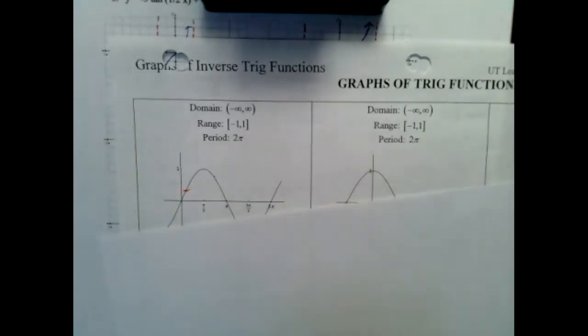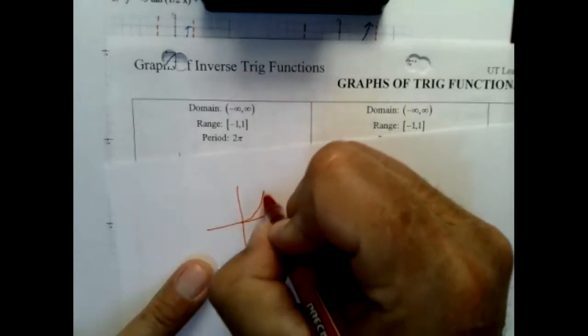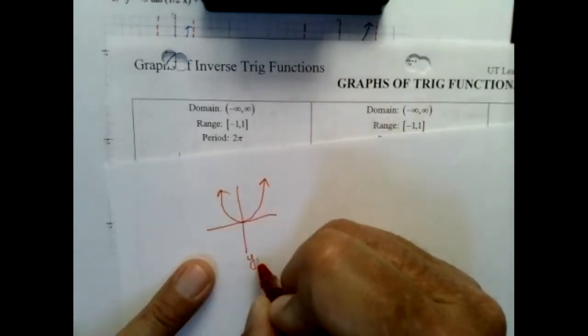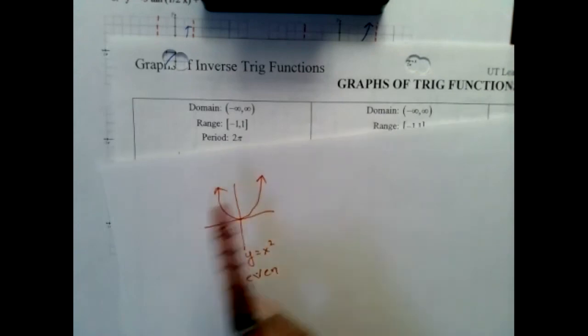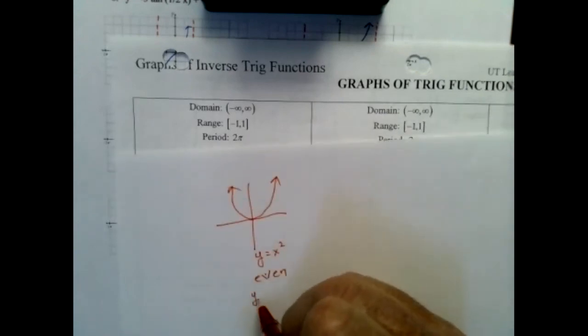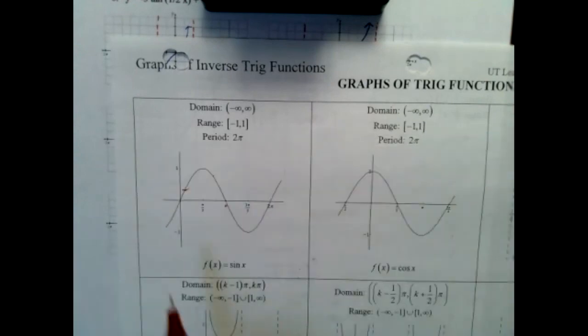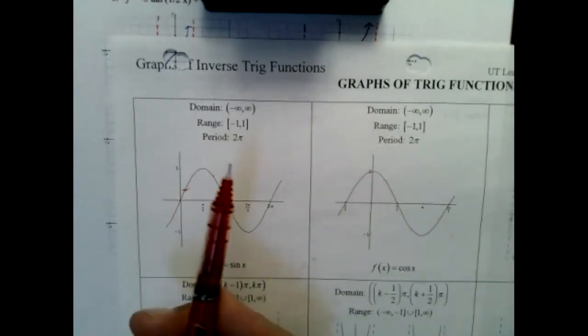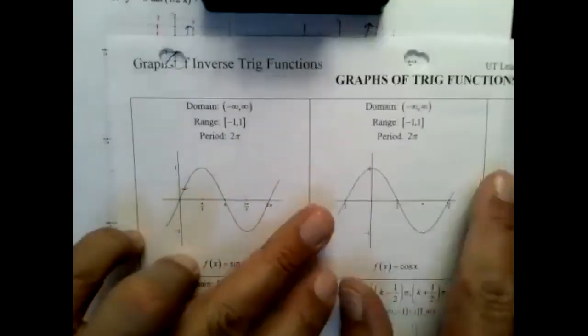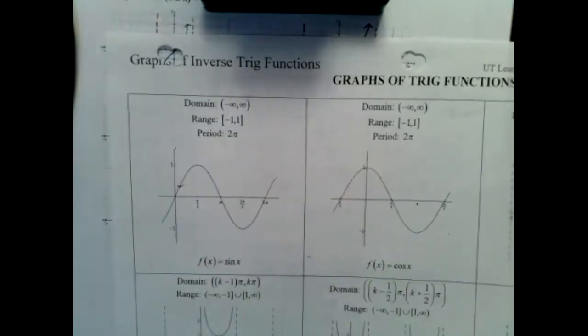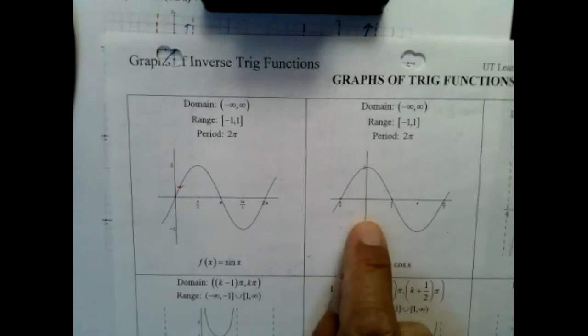Now let's see, I need to go back and remember what odd and even are. This was y equals x squared. That was an even function, and even functions I can flip around the y-axis. It's symmetrical over the y-axis. Which one of these, if I folded it over the y-axis, I'd have the same thing? Like if I bent the paper and folded right on the y-axis, one side would go right on top of the other side. Cosine. Yeah, it's the cosine.